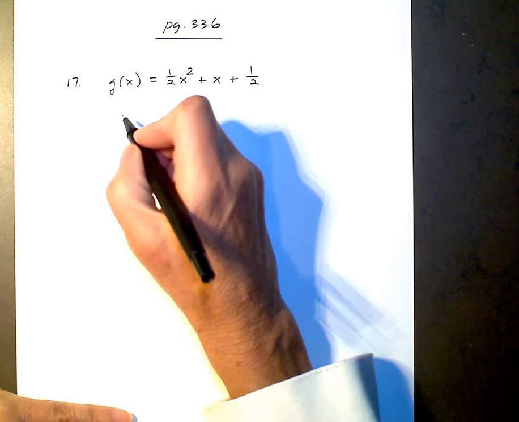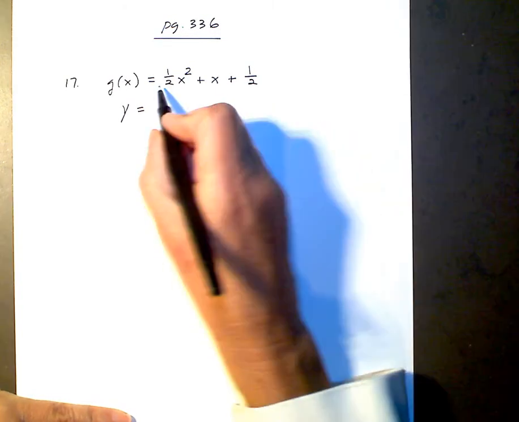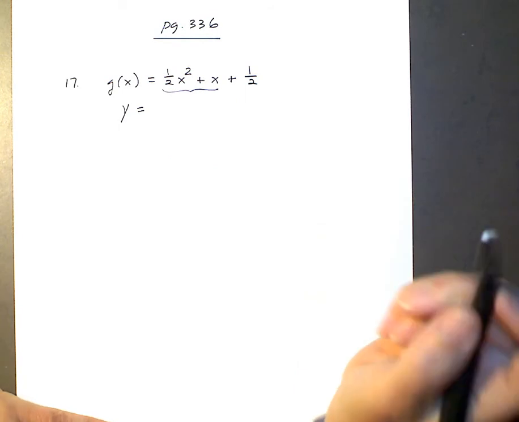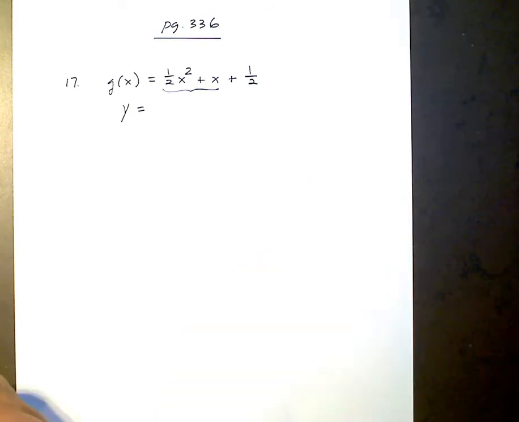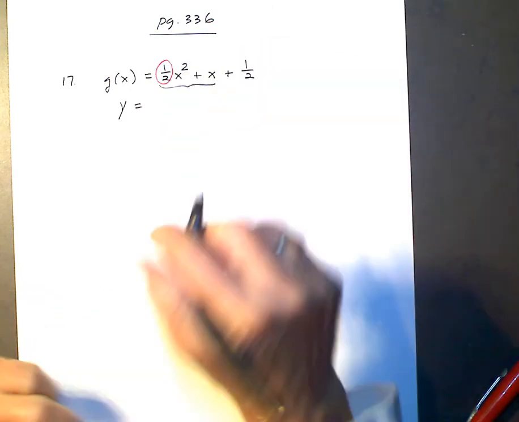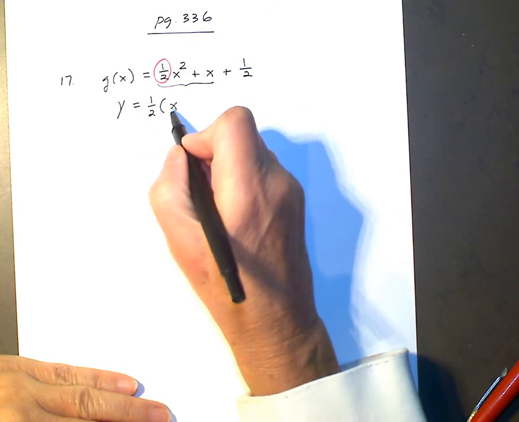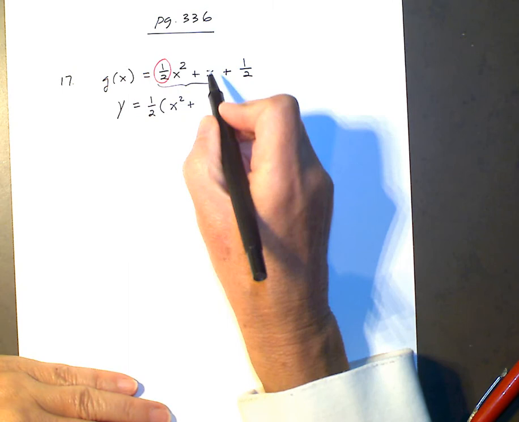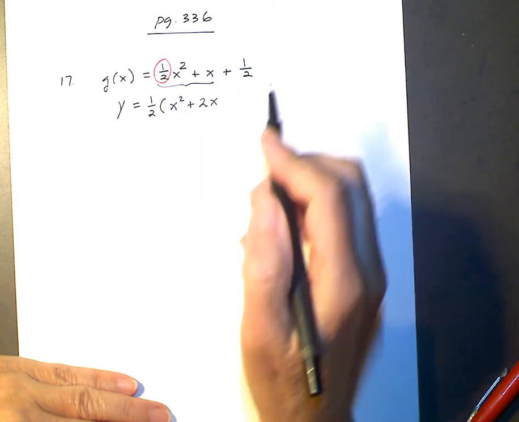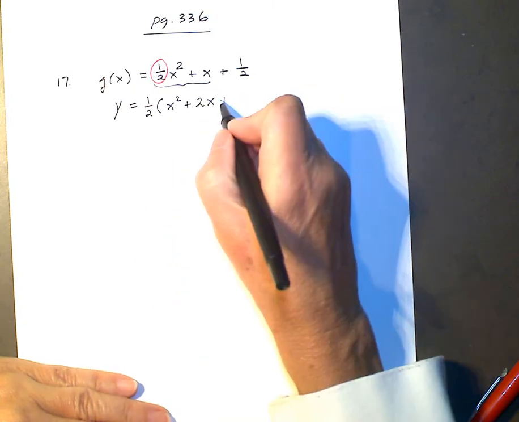So I'm going to replace g of x with y, and on this side, 1/2 x squared plus x, I'm going to complete the square on this part. So I'm going to pull out the a, and a is the coefficient of the squared term, or 1/2. I'm going to pull that out to the front, and then factor out: this is x squared plus, now to get a 1x multiplying by 1/2, this has to be 2x. Because 1/2 times 2x gets me a 1x, plus blank to complete the square.